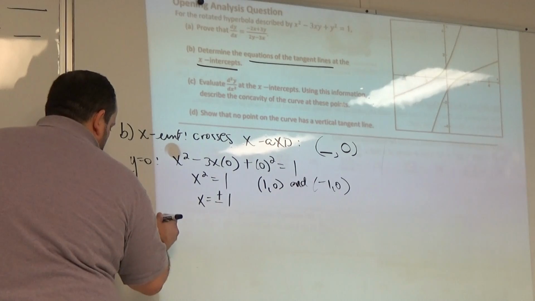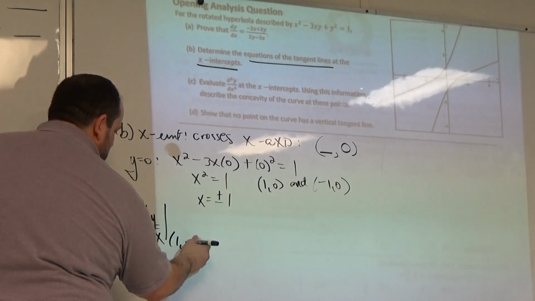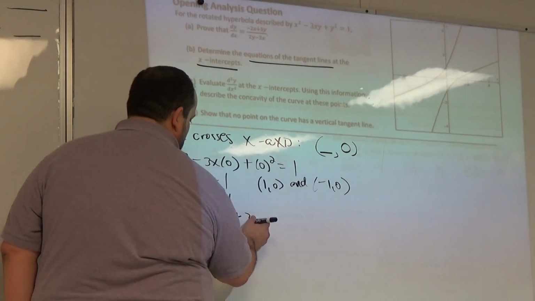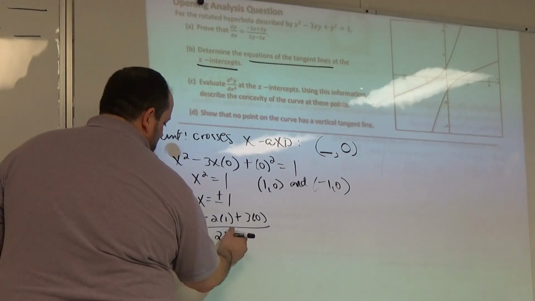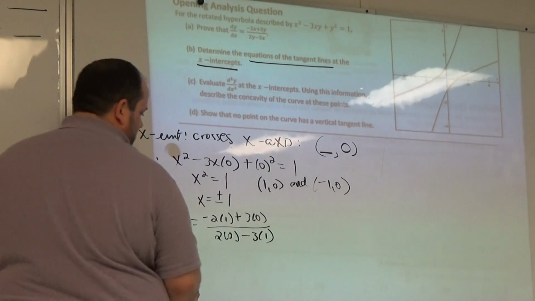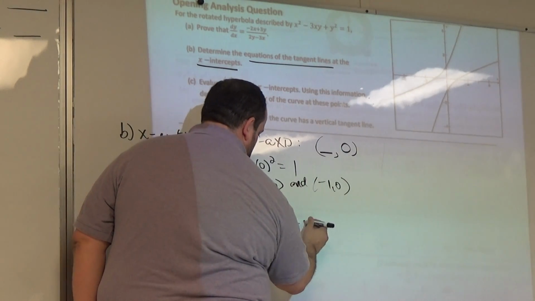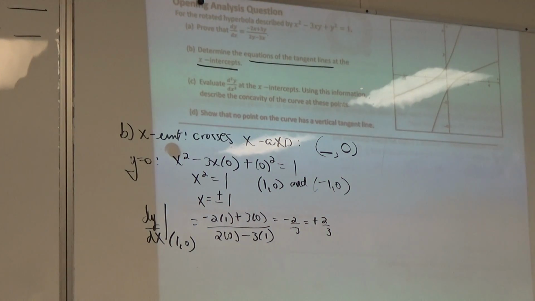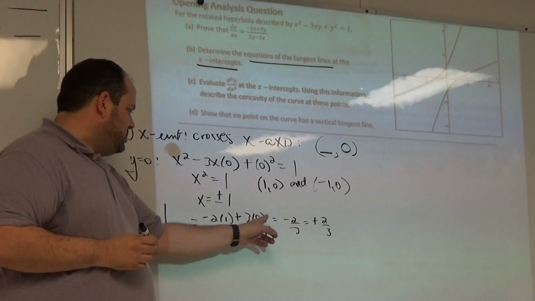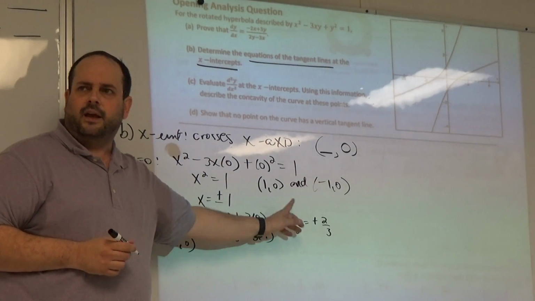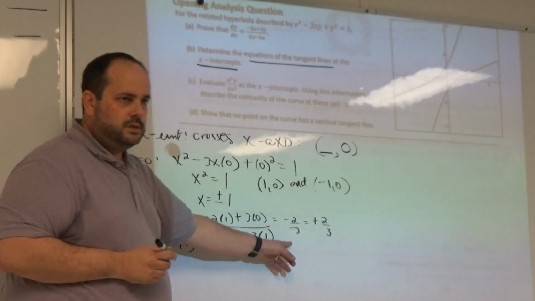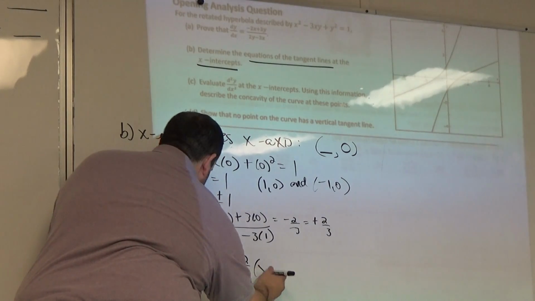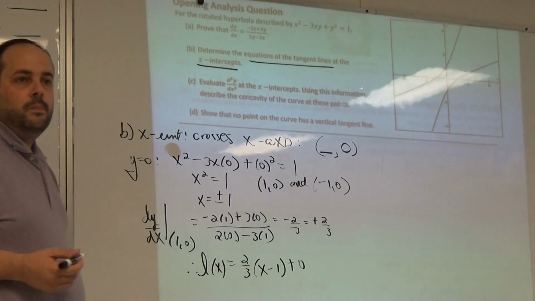Okay? So dy dx at 1 comma 0. So x is equal to 1, y is equal to 0, negative 2 times 1 plus 3 times 0 over 2 times 0 minus 3 times 1. So 2/3. I got negative 2/3. Negative 2 plus 0 over 0 minus 3. So I've got negative 2 over negative 3. Oh. So 2/3. Great. Equation of the tangent line, L of x equals 2/3 parentheses x minus 1 plus 0.